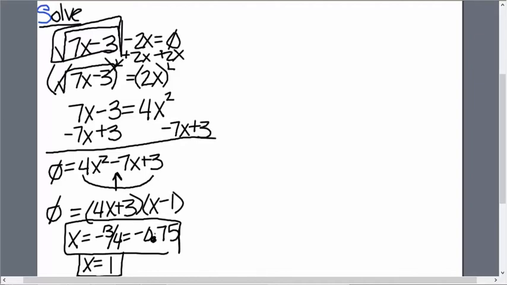It's not good enough to just pick one and figure it out. So let's do the simple one first. Let's try x equals 1. Remember, you're plugging it into this original equation. So the square root of 7x minus 3 minus 2x, and you're seeing if it equals 0.